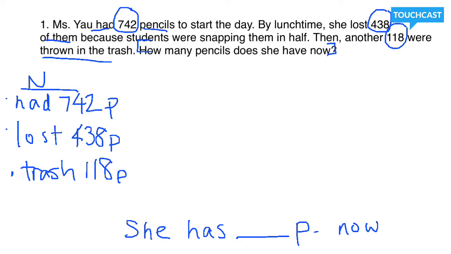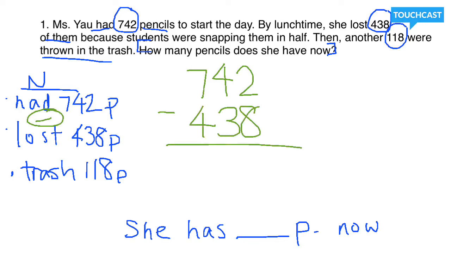Alright, so I noticed that I had 742 pencils and I lost some of them. So if I'm going to lose some pencils, the operation should be subtraction, or minus. So let's go ahead and set that up. Okay, this is how many pencils I had. This is how many pencils I lost. Alright, let's figure it out.